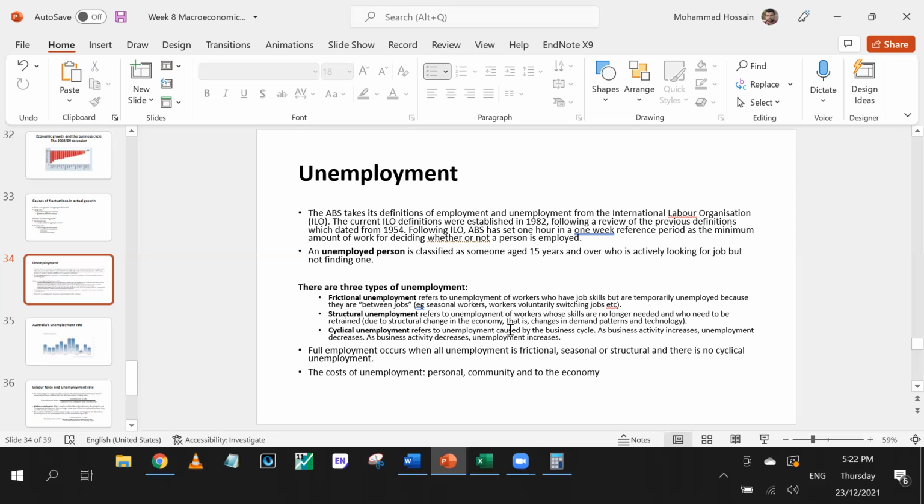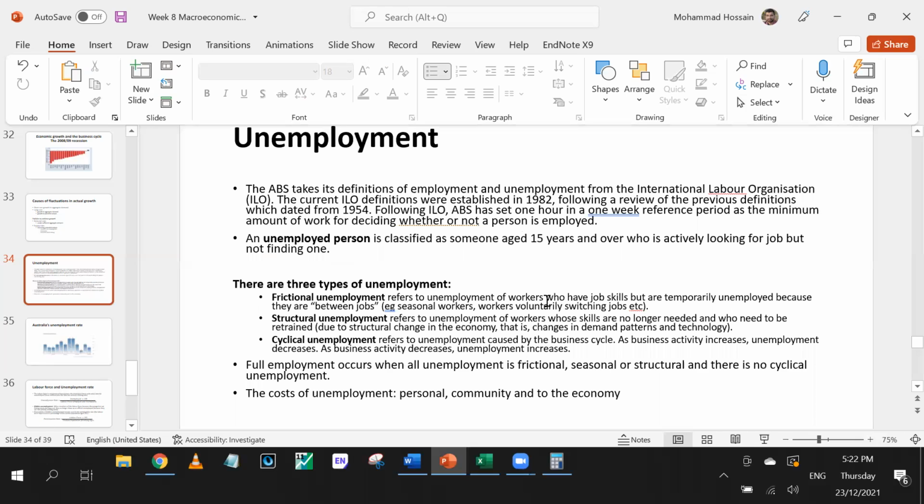Frictional unemployment, which refers to workers who have job skills but are temporarily unemployed because they are between jobs. So one job to another job, they're switching. That's frictional unemployment. Structural unemployment means that because of some structural change within the economy. Like, let's say the country has gone from 3G to 5G. Now the people who are experts working in 3G, some of them will be losing their jobs. Yeah, because I'm giving an example. Okay, some of you might argue, oh, 3G people can work in 5G too. I'm not getting into that argument at this stage. I'm just giving an example.